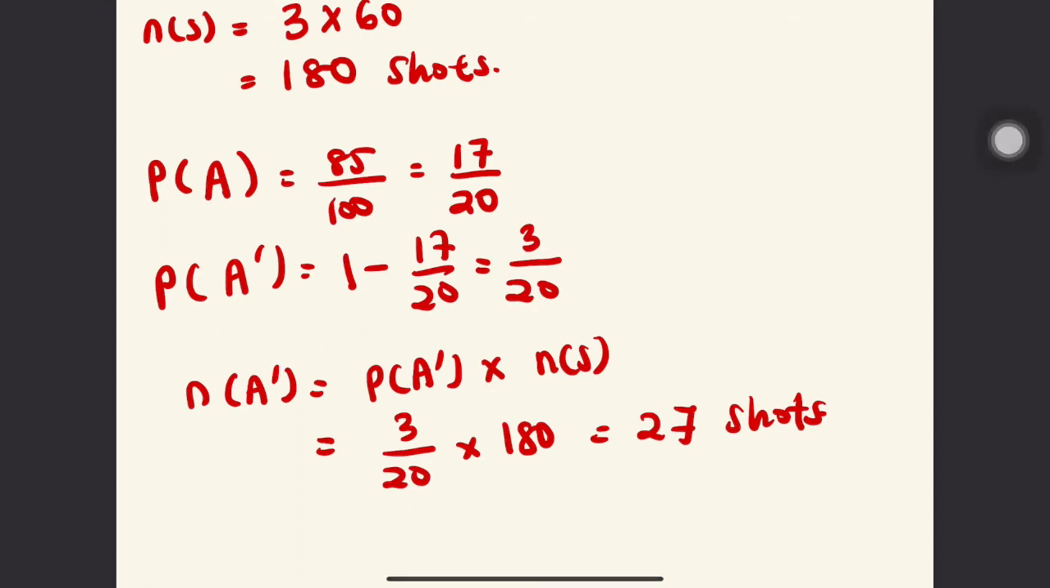So ini bermaksud dia ada 27 shot yang tak kena lah. Okay. Kalau awak nak kira shot yang kena, awak tolak je lah 180 tolak 27. So awak akan dapat shot yang kena. Okay, yang ni soalan nak shot yang tak kena.